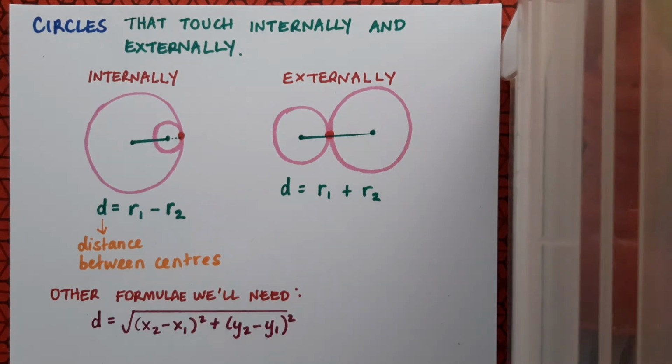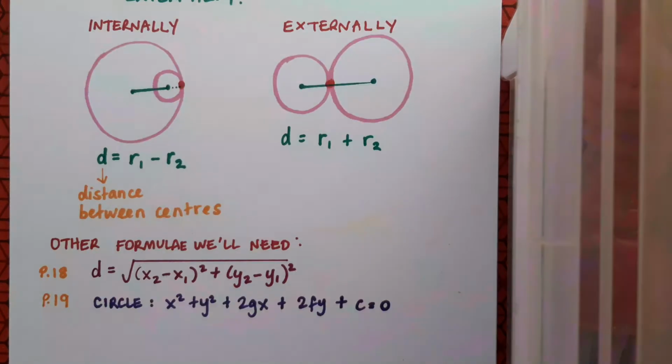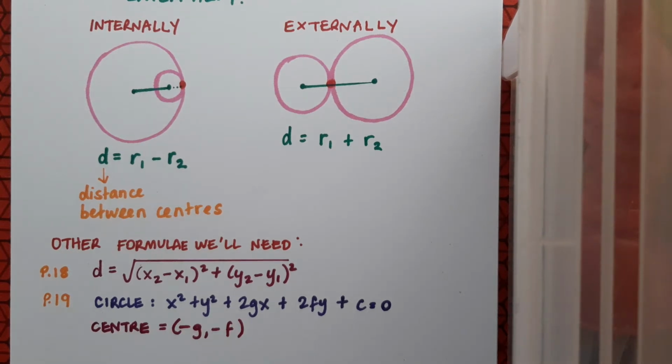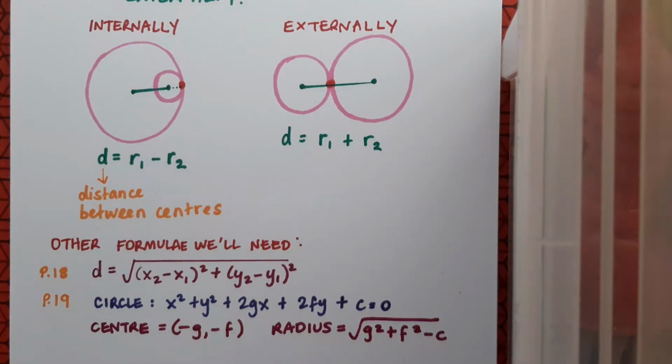First of all, there's just the regular distance formula from the coordinate geometry of the line chapter. Don't forget that this formula can be found on page 18 of the log tables. And we also need to know that for a circle in the form x squared plus y squared plus 2gx plus 2fy plus c equals 0, the centre is (minus g, minus f), and the radius is the square root of g squared plus f squared minus c. And these also can be found in the log tables on page 19.